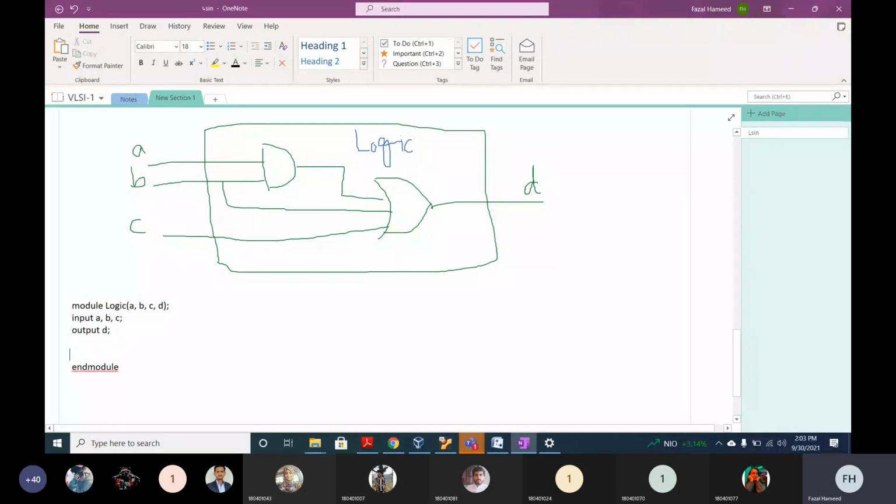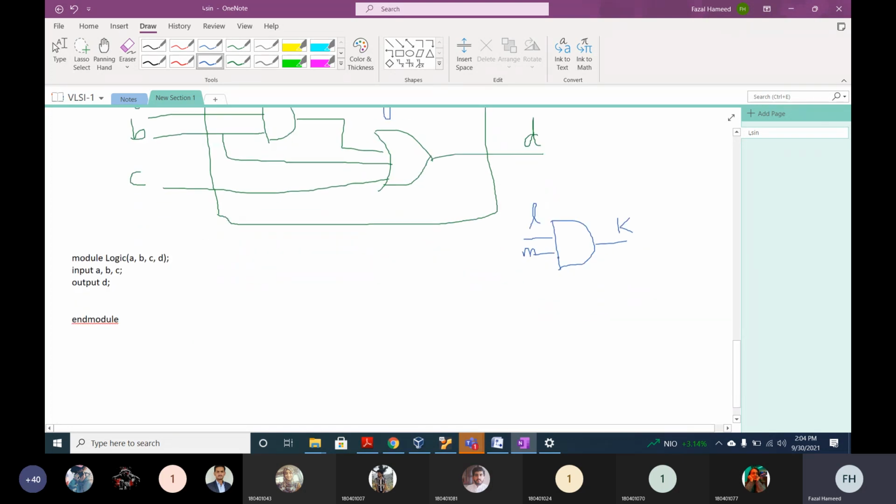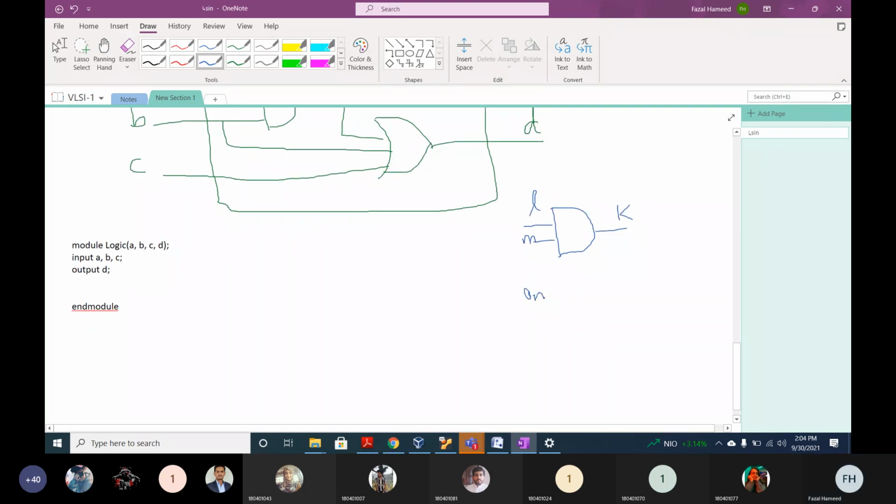Now you are designing a system at the gate level. At the gate level, there are some primitives. If we want to design a 2-input AND gate, and let's assume this is the output K, and this is L, and this is M, we can use an AND primitive.